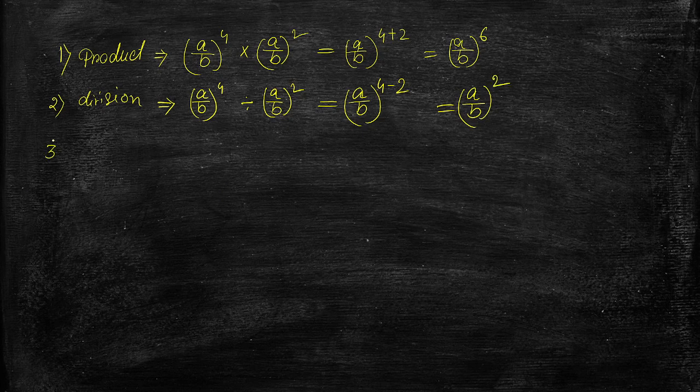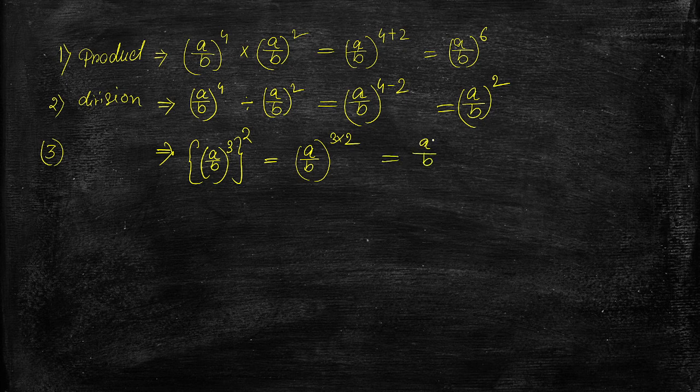Now the third is for power multiplication, right? For the same base, suppose something is written as a by b to the power 3 and whole to the power 2. Then the answer will be a by b, and the powers get multiplied, that is 3 into 2, so a by b to the power 6.